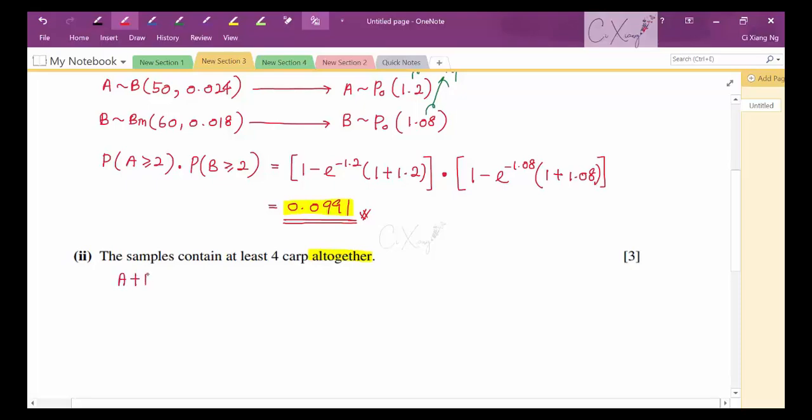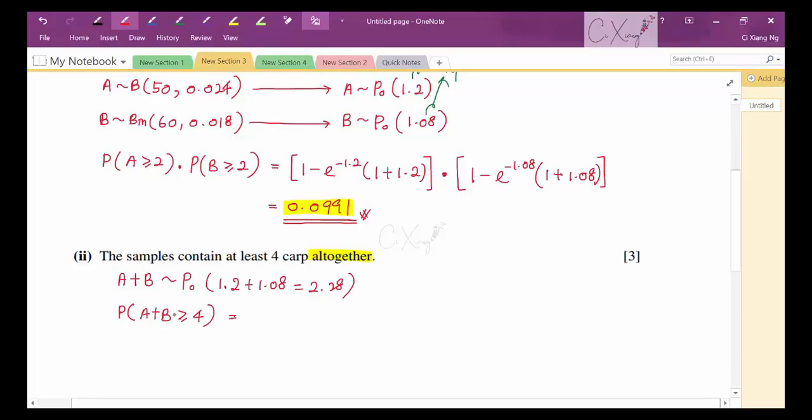Since A is Poisson distributed, B is also Poisson distributed. When you are having A plus B, they are also Poisson distributed. And the mean now will become the total of the means from both ponds. So 1.2 plus 1.08 equals 2.28. And now we want to calculate the probability for A plus B greater than or equal to 4.